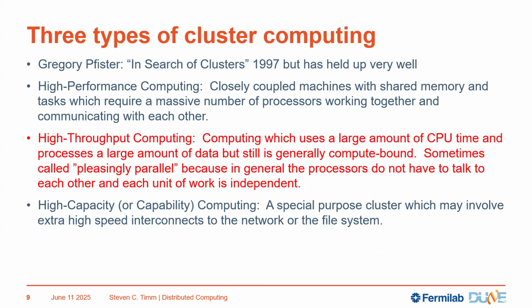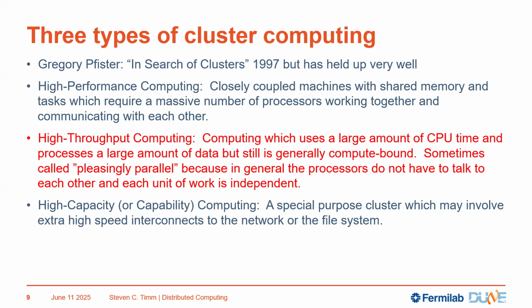So there are 3 types of cluster computing. You notice I'm quoting a couple books here from the late 1990s, which is basically when this field in computer science really started to get going. But everything in that book is still very relevant for today. First, high performance computing: a lot of very closely coupled machines with shared memory and things that have to communicate with each other. So you have one process that can only be solved by thousands of compute processors talking to each other.